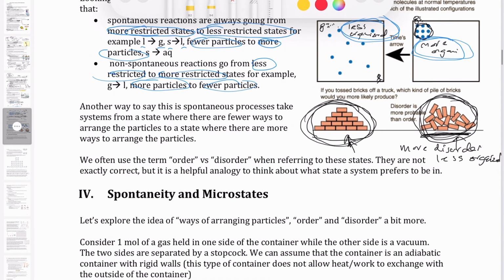Now, I'll just say here that the terms order and disorder are something that we often use to explain this idea of the different states. They're not necessarily correct, but it is a helpful analogy to help us visualize what's going on, like how the particles are behaving. And in the next section, we're going to talk about what exactly these order and disorder terms mean with respect to molecules.